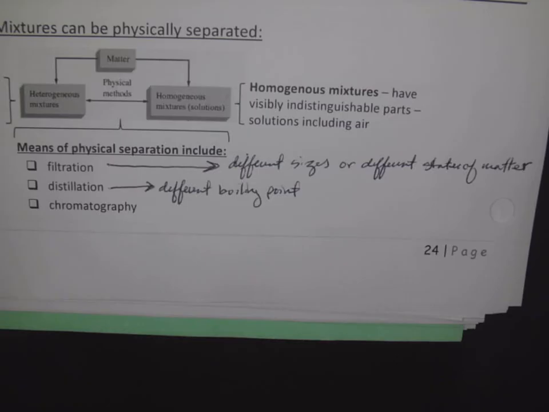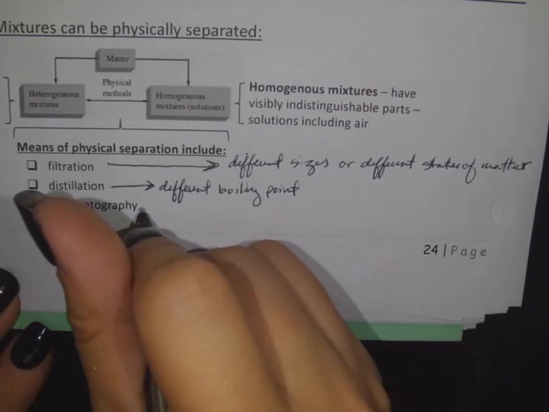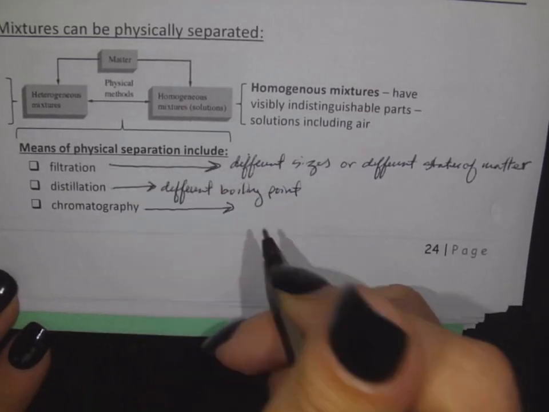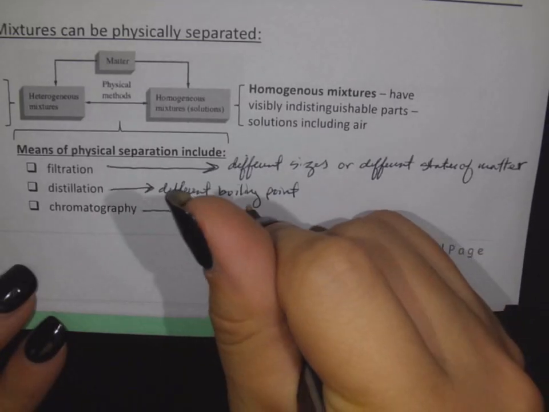And then the last type of separation is chromatography. And chromatography works the best when the two things that we're trying to separate have different polarity of molecules.